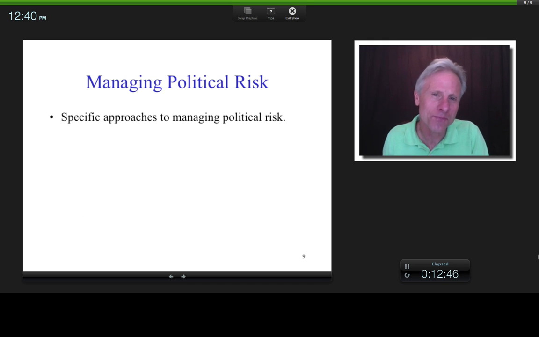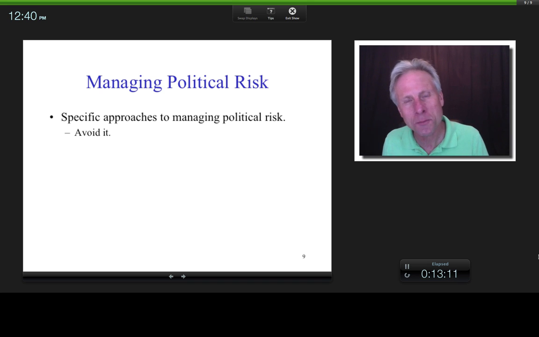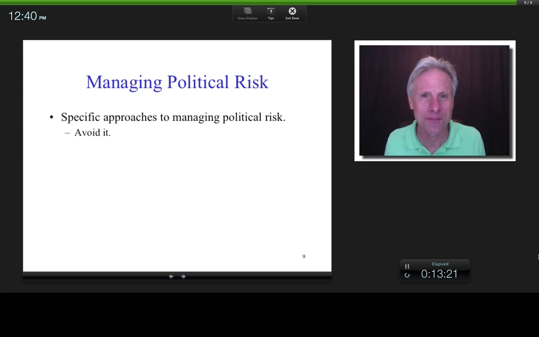So let's look at some specific approaches to managing political risk. Now, number one, if you wanted to, you could just avoid it, right? And that's fine, but if you avoid risk, then what do you also give up? Well, you give up potential reward or potential return, right? So, for example, a number of companies have wanted to be in China as China has come more and more on stream. So they've wanted to be in the right place at the right time.